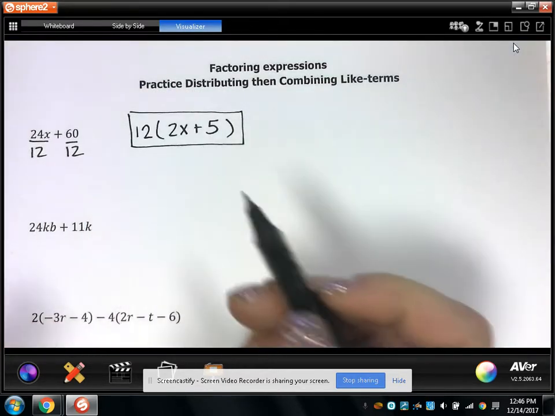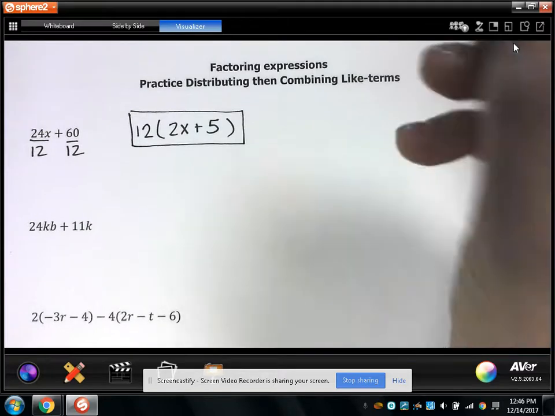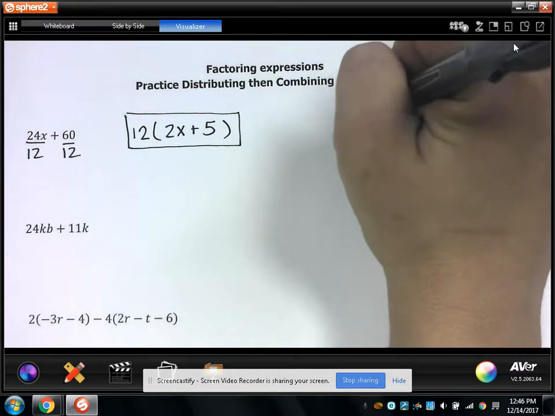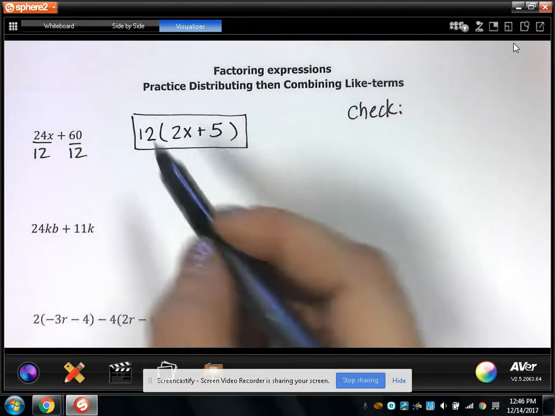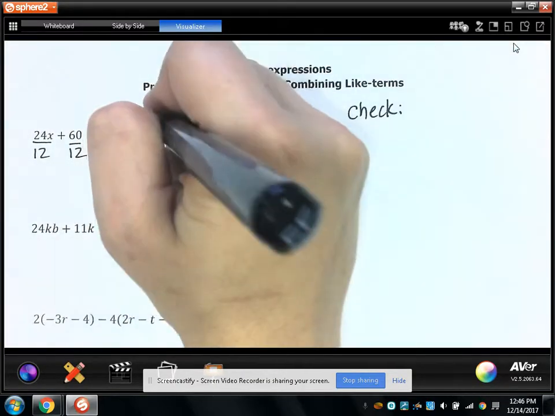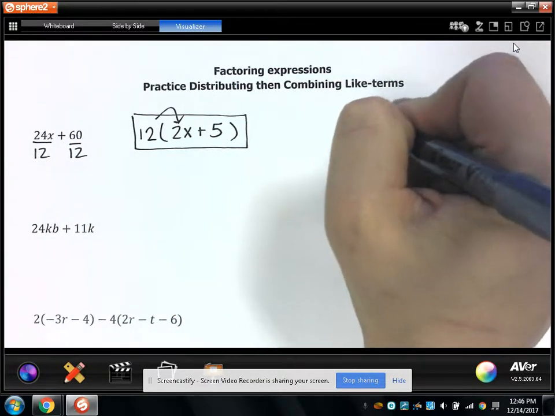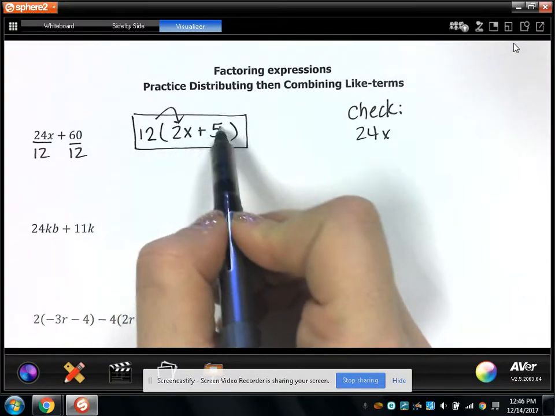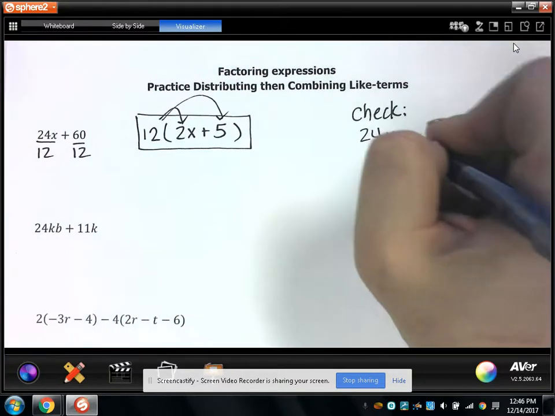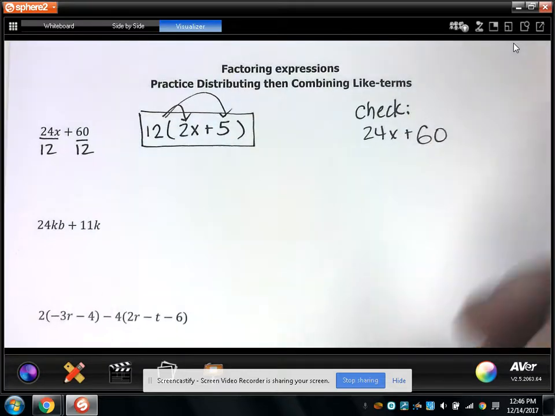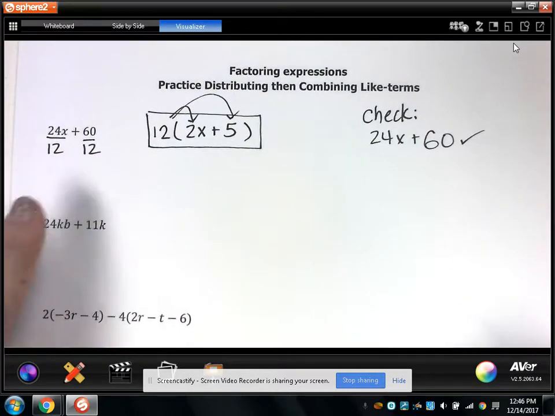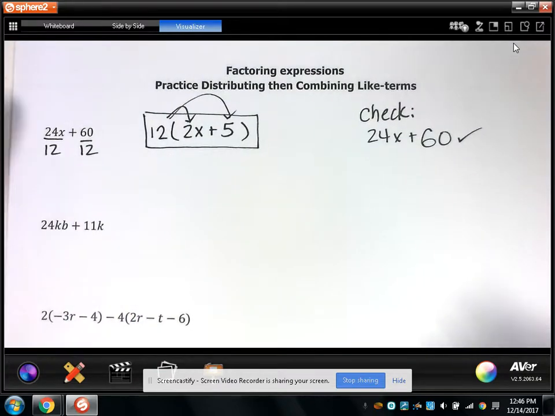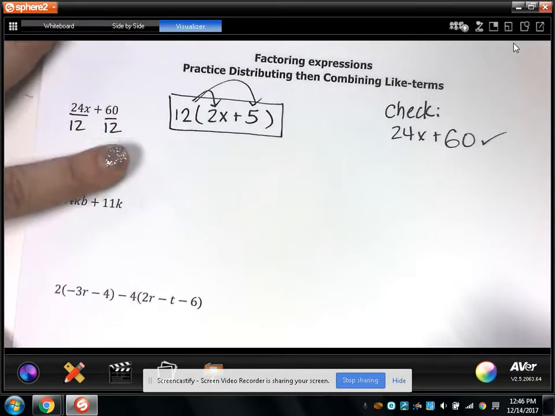times 2x plus 5. Now I can do a check to see if this makes sense by saying, okay, what is 12 times 2x? Well, 12 times 2x is 24x. That works. And what's 12 times 5? Well, 12 times 5 is 60. And I should get my original expression. So it works.